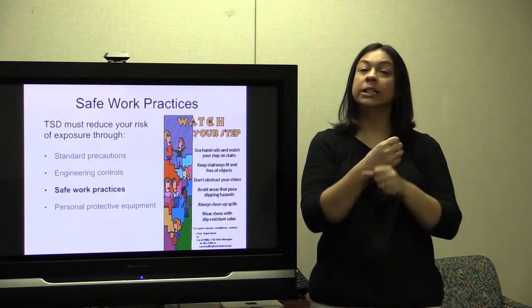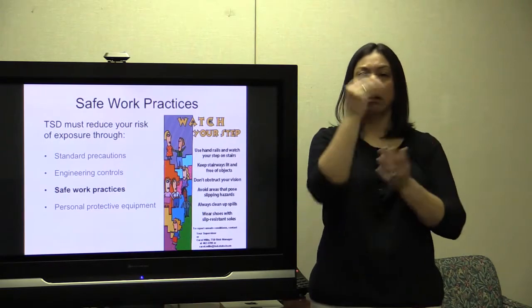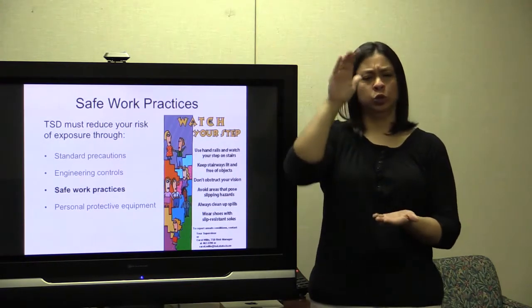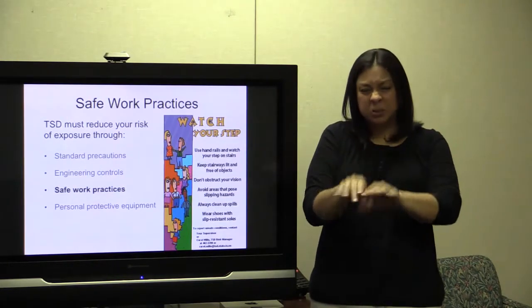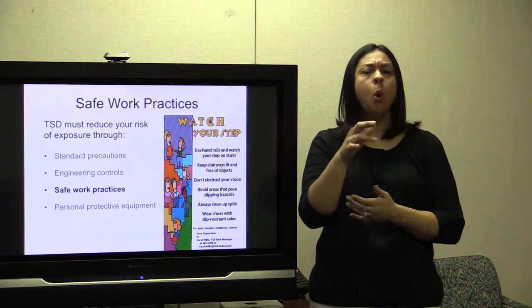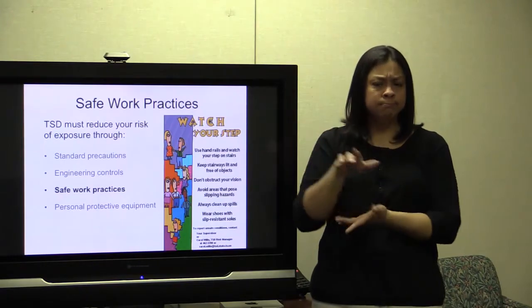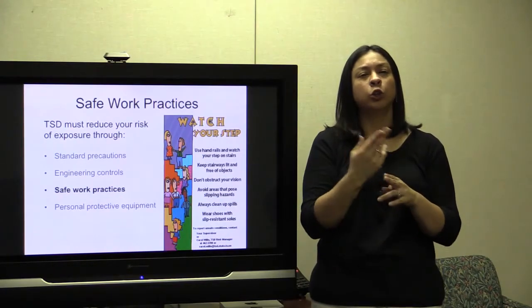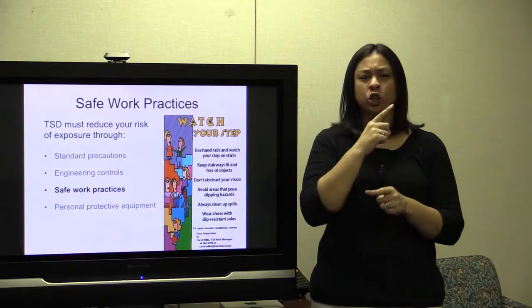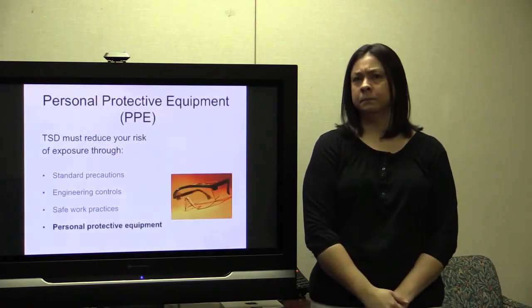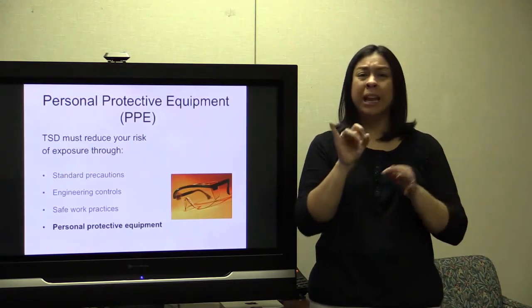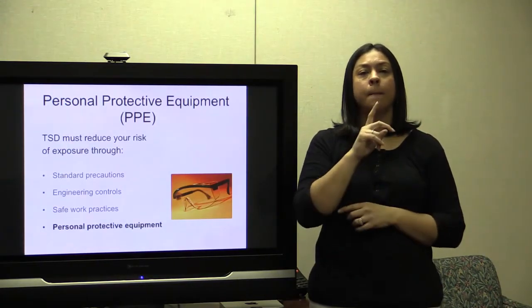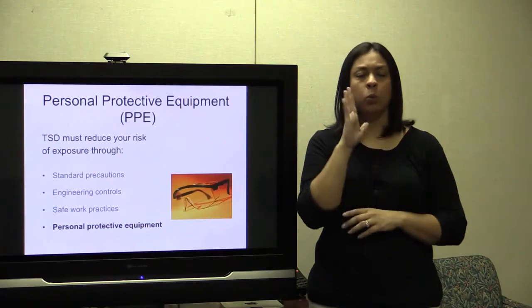Safe work practices. Again, Texas School for the Deaf needs to reduce your risk, but also if you see a spill, for instance, please clean it up or call housekeeping to do that, and just be careful and use handrails and so on, to keep yourself safe. Again, this is just saying that if you need them, personal protective equipment will be supplied by Texas School for the Deaf.